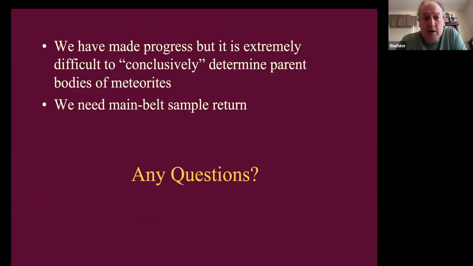We made progress, but the main problem is it is very hard to conclusively determine parent bodies of meteorites. We need main belt sample return, which hasn't happened yet. You can give a probability, but you can't really say it has to come from some asteroid. Maybe Vesta, but everything else is very difficult because there are just too many other objects. Things aren't unique, and that's the problem.